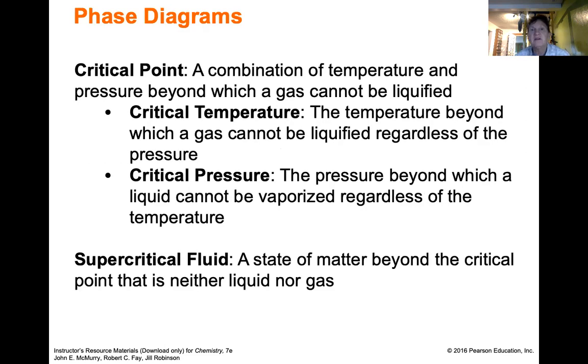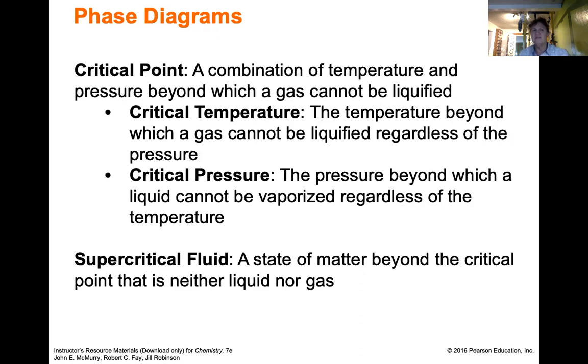So the critical point is a combination of temperature and pressure beyond which a gas can't be liquefied. So there will be no phase transition. The critical temperature is the temperature beyond which a gas can't be liquefied regardless of the pressure. And the critical pressure is the pressure beyond which a liquid can't be vaporized regardless of the temperature. So above that, you have something called a supercritical fluid. It's a state of matter beyond the critical point that's neither gas nor liquid, it's a fluid.